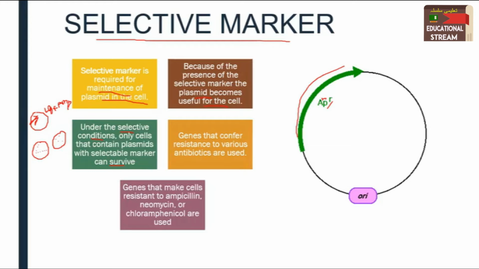So for that purpose, as a selectable marker, we use genes that provide resistance to several antibiotics. For example, here we have seen the example of the ampicillin resistance gene. Other examples are genes that make bacteria resistant to antibiotics like neomycin or chloramphenicol. These are the most commonly used antibiotics whose resistance genes are present within the plasmids.